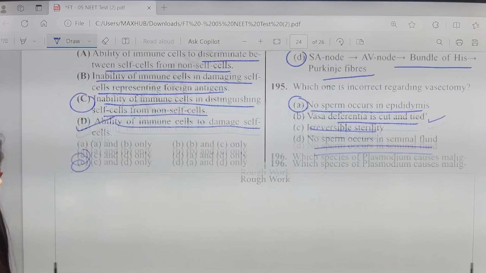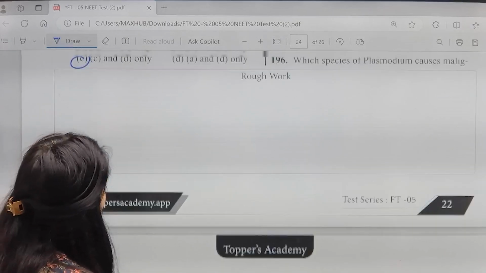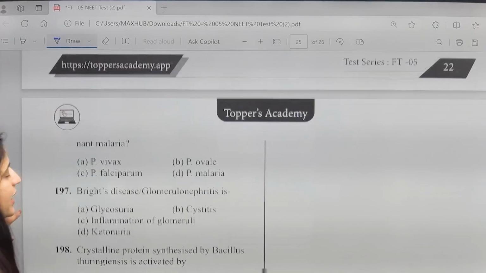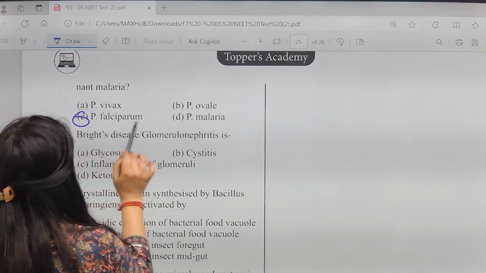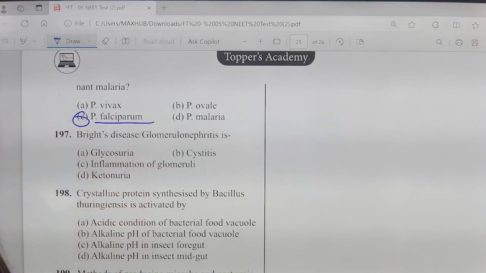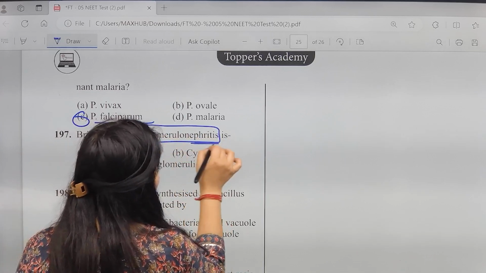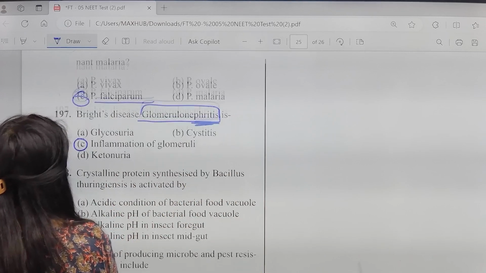Okay. Next is 196. Which species of Plasmodium causes malignant malaria? Plasmodium falciparum causes malignant malaria. Bright's disease, or glomerulonephritis. See, in glomerulonephritis, the word nephritis we use for inflammation. This disease is inflammation of the glomeruli.